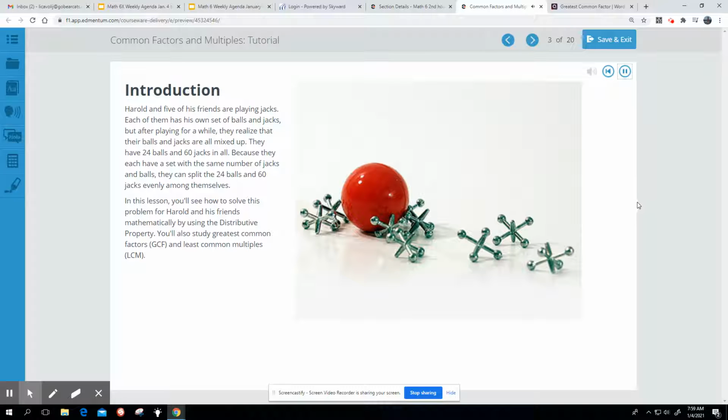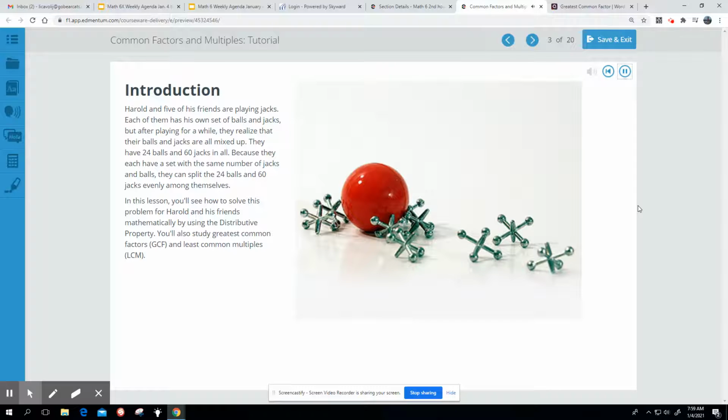Introduction. Harold and 5 of his friends are playing jacks. Each of them has his own set of balls and jacks. But after playing for a while, they realize that their balls and jacks are all mixed up. They have 24 balls and 60 jacks in all. Because they each have a set with the same number of jacks and balls, they can split the 24 balls and 60 jacks evenly among themselves.